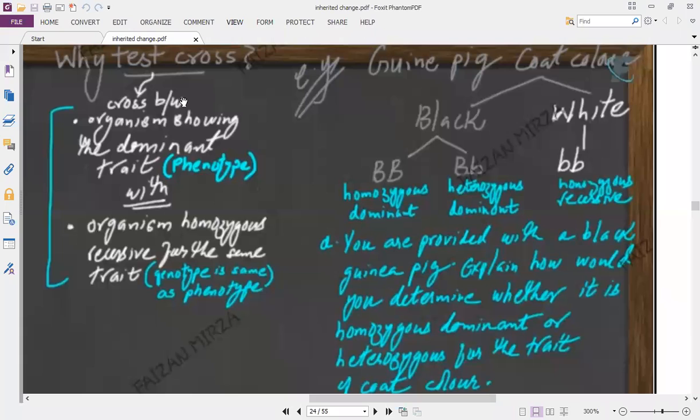Why do we perform a test cross? A test cross is used when an organism is showing the dominant trait in the phenotype. You cross it with an organism that is homozygous recessive for the same trait, and you can see whether the dominant individual was homozygous dominant or heterozygous. For example, a guinea pig with a black coat color could be crossed with a white coat color, and you can see whether the organism was BB or Bb.